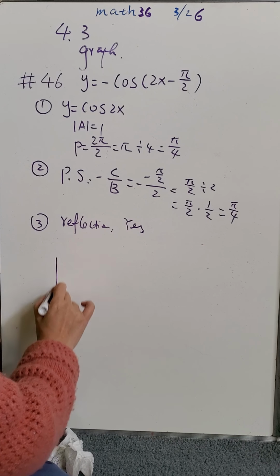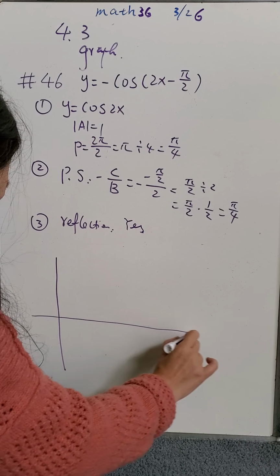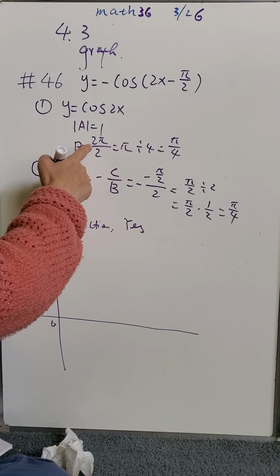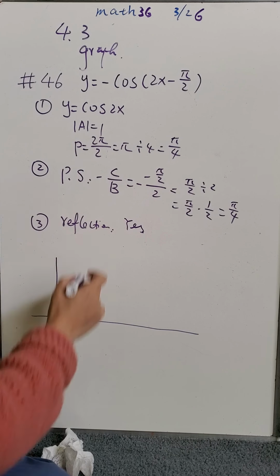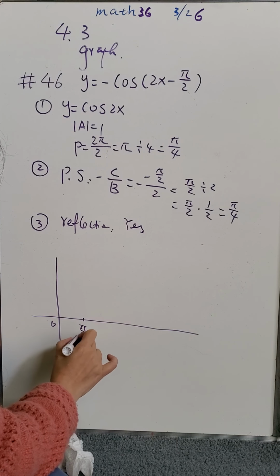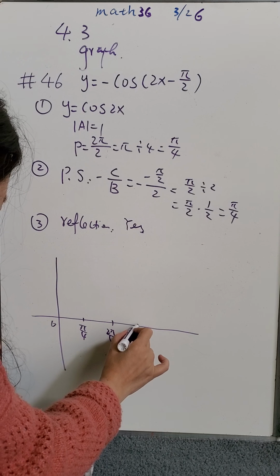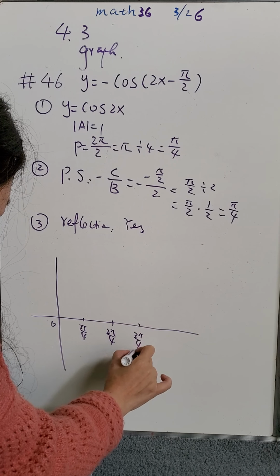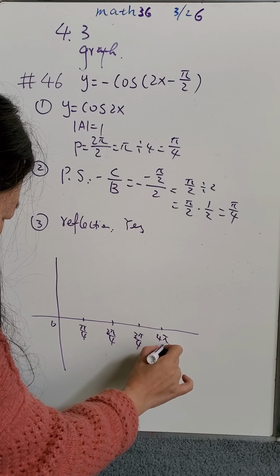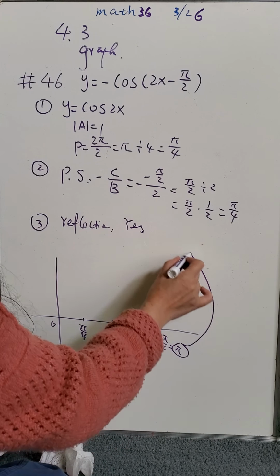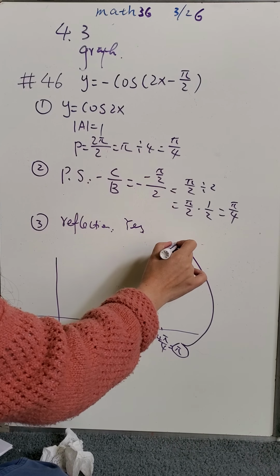So now we're going to start graphing. 0 here, and then pi over 4 unit, pi over 4, another pi over 4, so 2 pi over 4, 3 pi over 4, and then 4 pi over 4. And this equals pi, so you can see it's matching this number.